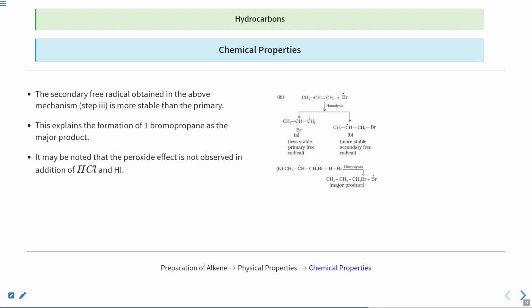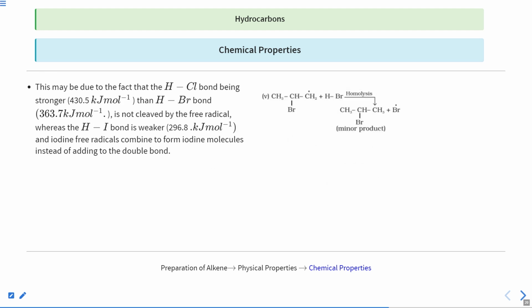Again, I am repeating one more time that this cannot be done with the help of HCl and HI. It can only be done if we are taking HBr. What is the reason behind it? We have to cleave this bond in the presence of heat, in the presence of a radical, and this is dependent upon the bond enthalpy. Since the HCl bond is stronger, it requires 430.5 kilojoule per mole of energy, whereas HBr is cleaved easily. And the HI bond is weaker, and iodine free radicals combine to form an iodine molecule.